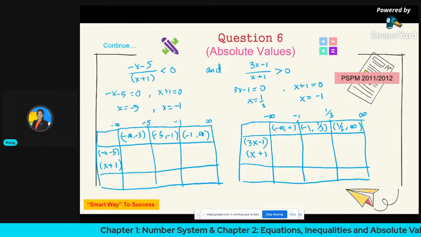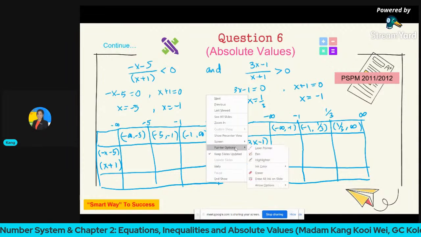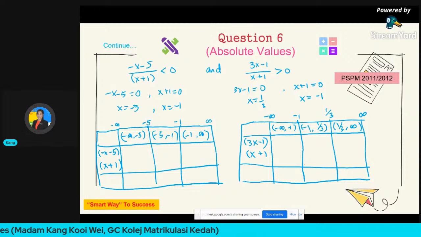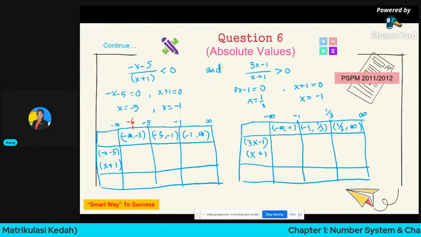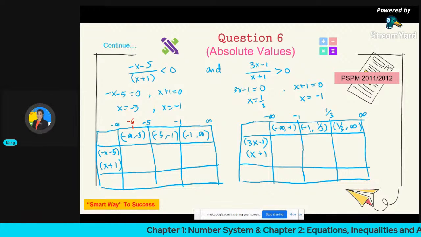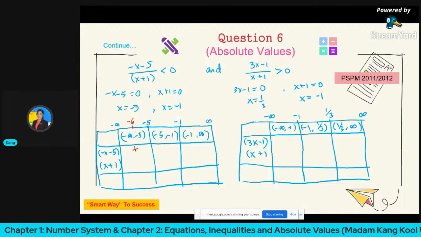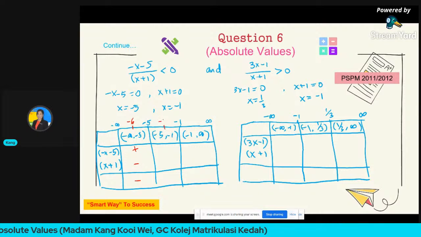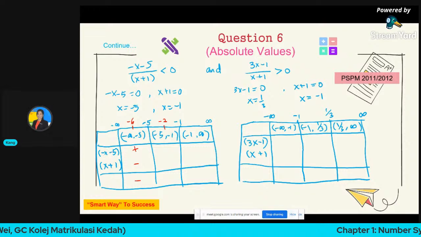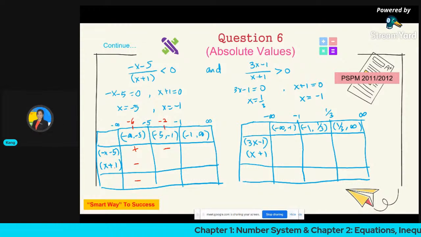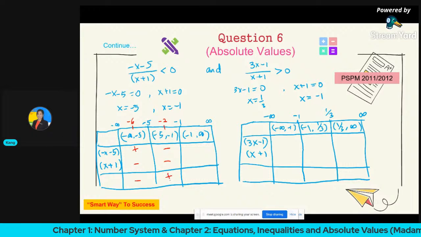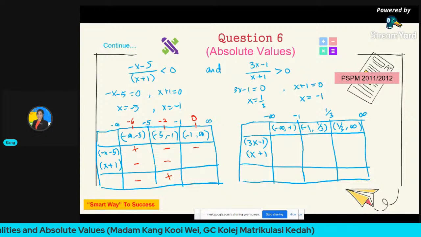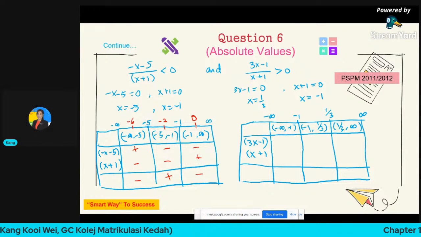Okay, now we need to check the sign. In between negative infinity and negative 5, choose negative 6. Then you check: negative 6 becomes positive 6, minus 5 becomes positive 1. Negative 6 plus 1, you will get negative 5. Negative, plus, minus, minus. This one in between negative 5 and negative 1, we choose negative 2. Negative 2 becomes positive 2. Minus 5 becomes negative 3. Negative 2 plus 1, you will get negative 1. So negative, positive. This one in between negative 1 and infinity, choose 0. So negative 0, this one you will get negative 5. 0 plus 1, positive. Negative, positive becomes negative.